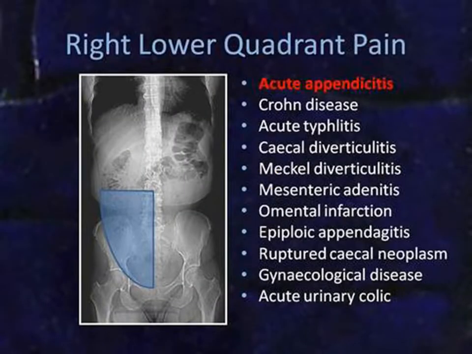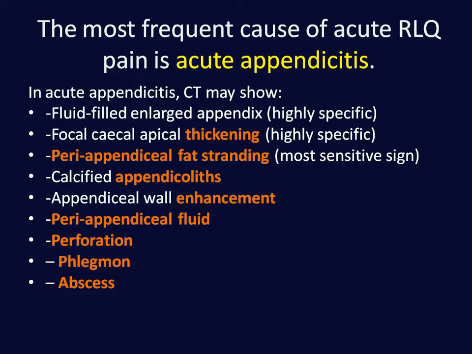Okay, now causes of right lower quadrant pain, the most common is acute appendicitis. Other causes include Crohn's disease, acute typhlitis, cecal diverticulitis, Meckel's diverticulitis, mesenteric adenitis or omental infarction, epiploic appendicitis, ruptured cecal neoplasm, gynecological disease, and acute urinary colic. The most common cause is acute appendicitis.